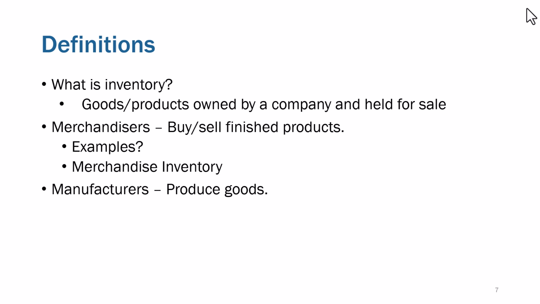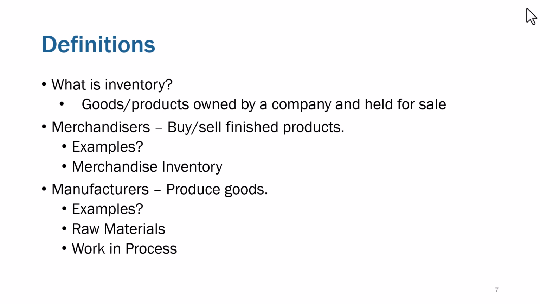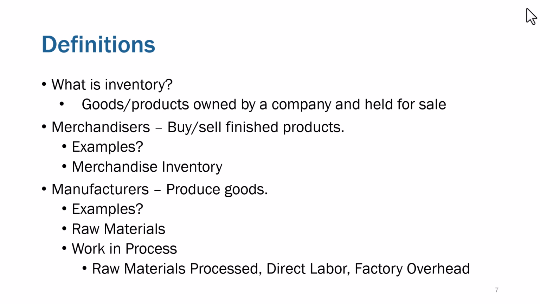And manufacturers are those who produce goods. Examples of companies who have raw materials and work in process are any manufacturer. So Apple, one of the biggest manufacturers of phones in the world. You've got all your car companies: Toyota and Honda and Ford and GM. You've got airlines with Boeing. You've got just any product that you see, right? Clothing manufacturers and computer manufacturers and just everyone you see that way.